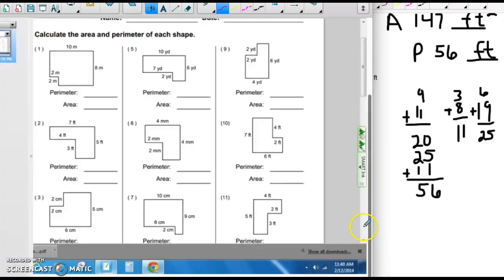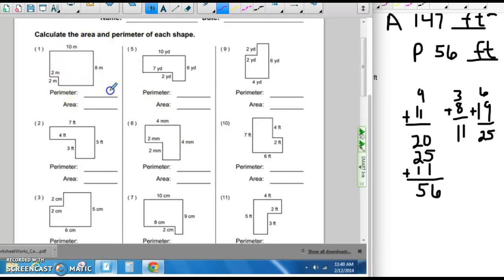It is this worksheet right here. I would suggest you start by looking at the measurements and writing in your labels first so that you don't forget to do that. The first one that's listed is perimeter. The second one is area. Remember that perimeter is just a 1-dimensional distance around. Area is a 2-dimensional measurement, so that's why we square it.